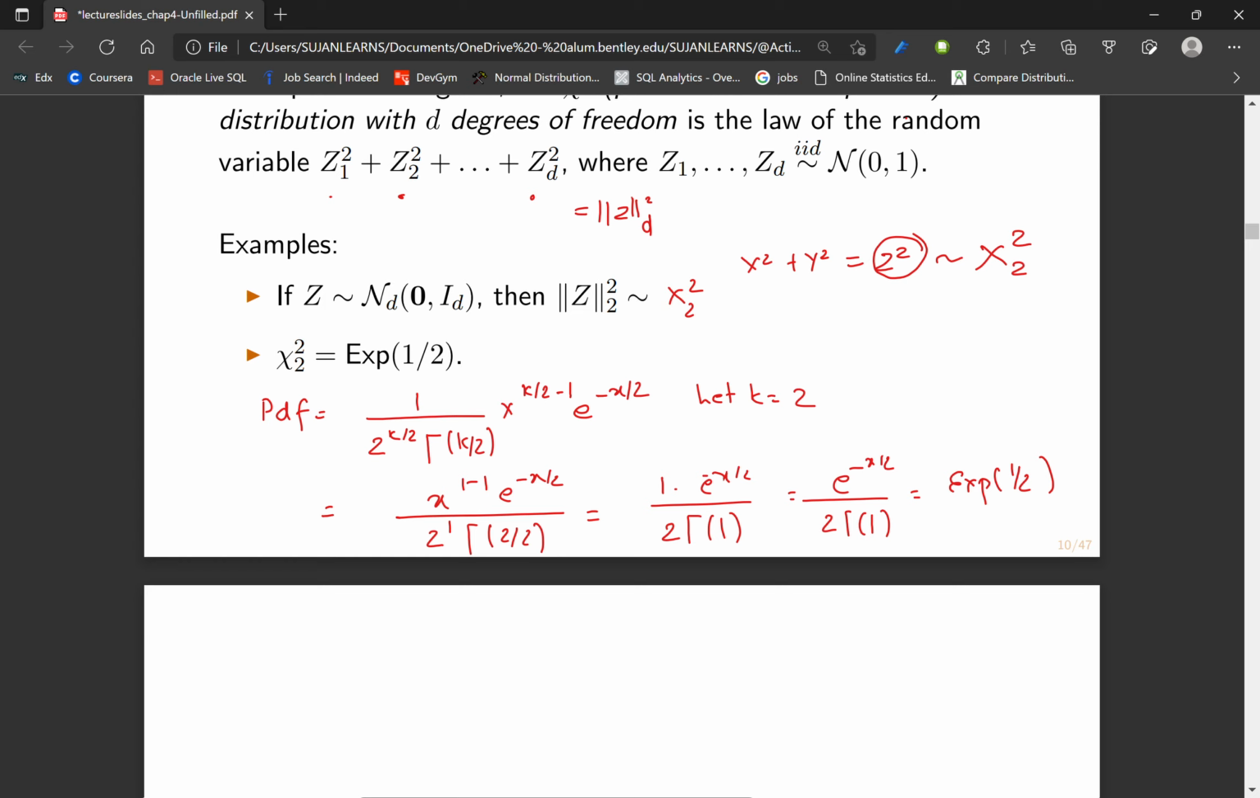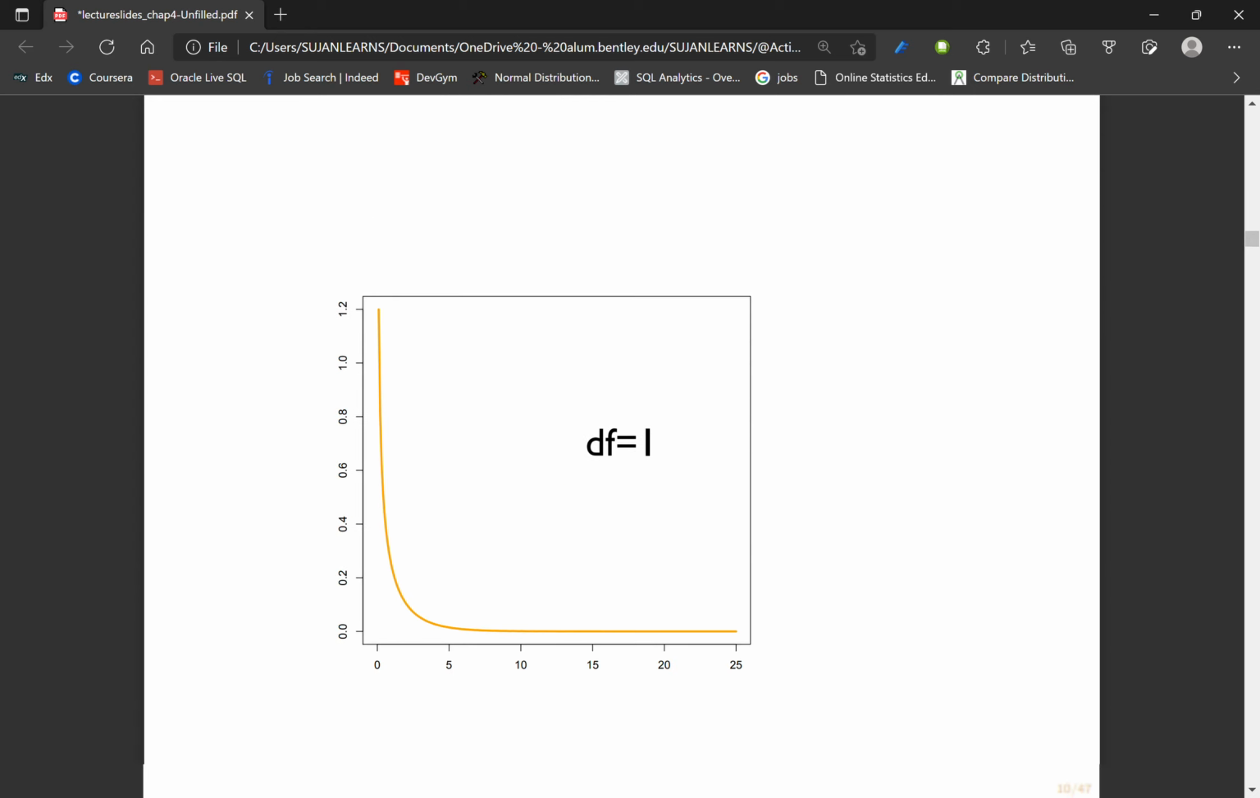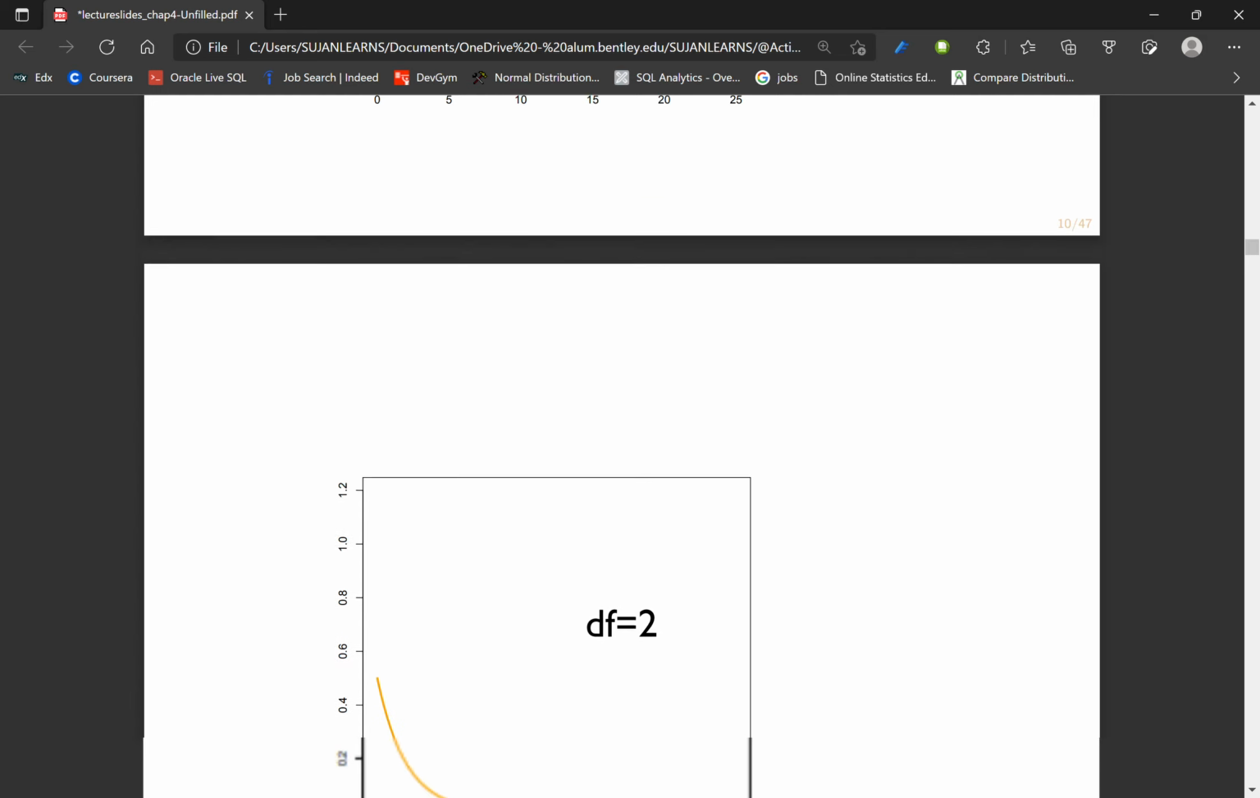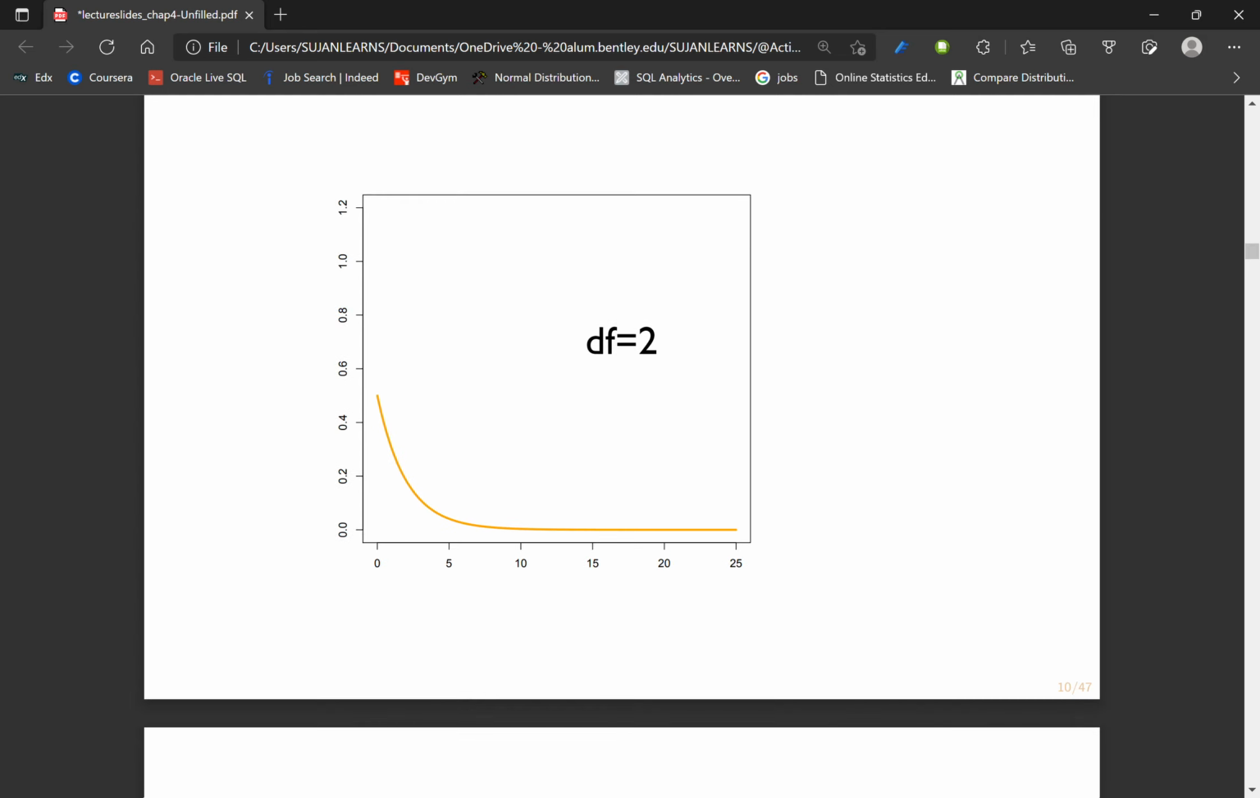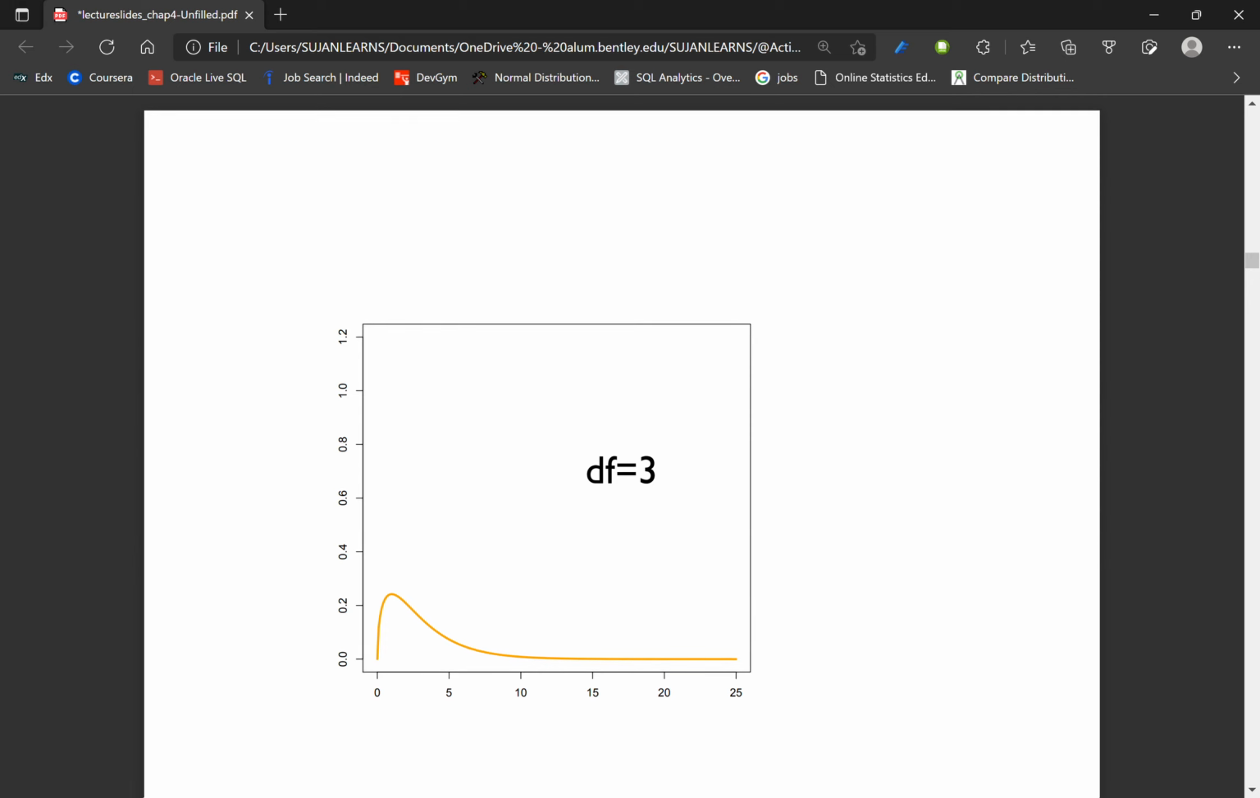Next step, what if you plot this PDF of chi-square distribution? When the degree of freedom is 1, we'll get some kind of exponential distribution. When degree of freedom is 2, the exponential distribution will be smaller, but still exponential. And when degree of freedom is 3, it is no longer exponential, but somewhere there's a bump slightly at around 1, and it goes sloping down.